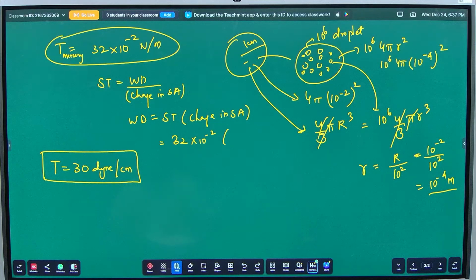30 hertz? Man, which chapter are you learning? 30 Newton? Hey, work done is not in Newton. Joules. 30 joule. Yes, sir.